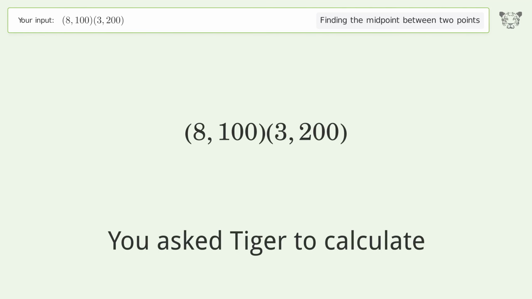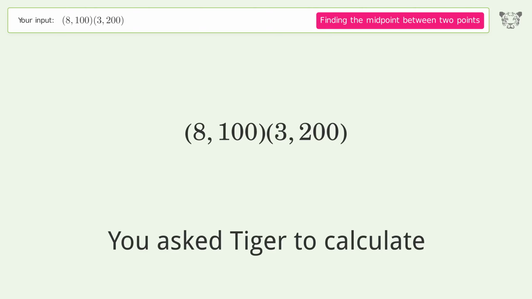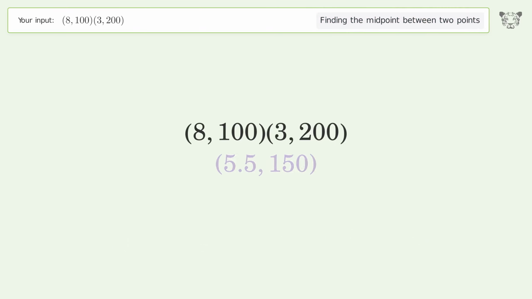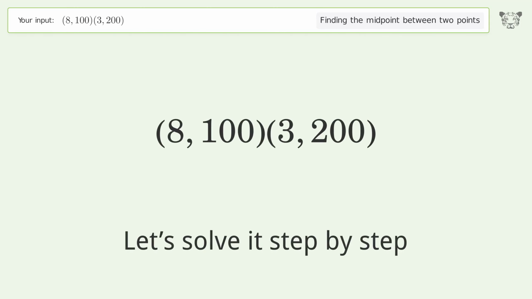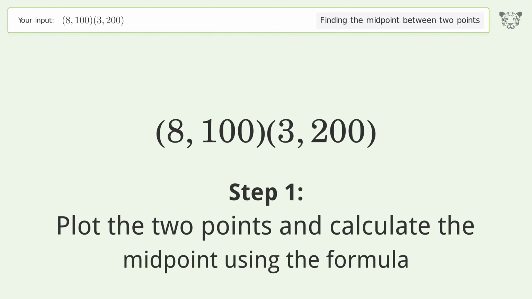You ask Tiger to calculate. This deals with finding the midpoint between 2 points. The midpoint between the 2 points is 5.5, 150. Let's solve it step by step. Plot the 2 points and calculate the midpoint using the formula.